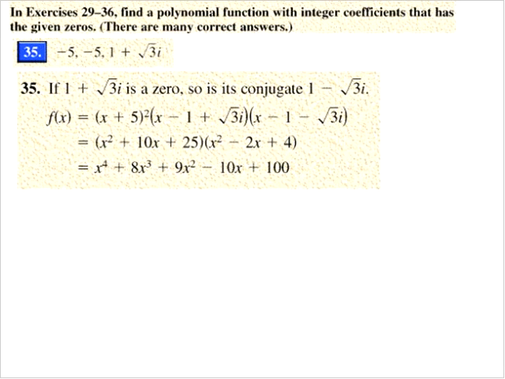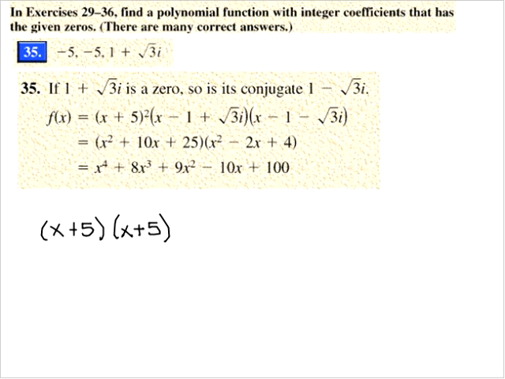All right, for the next one, it says find a polynomial function with integer coefficients that have the given zeros. So here we're going to kind of work backwards. We have x minus 5 and x minus 5. So I know that's the same thing as saying x plus 5 times x plus 5.